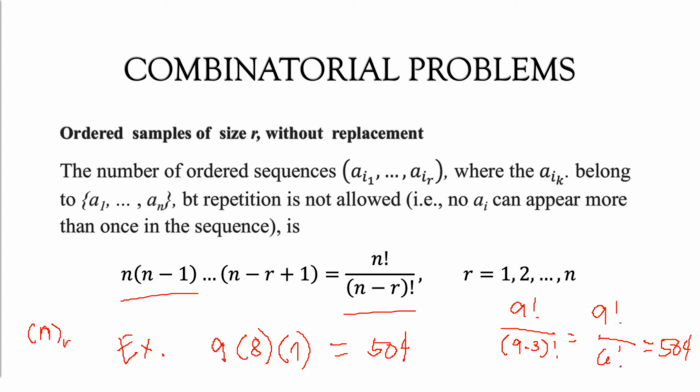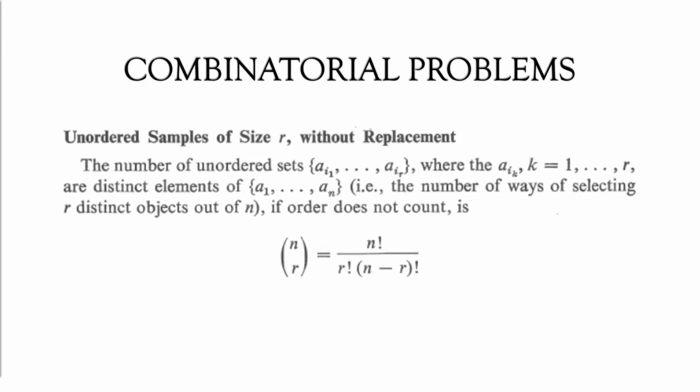So let's have unordered samples of size r without replacement. The number of unordered sets a sub i sub 1 up to a sub i sub r, where the a sub i sub k, with k equal to 1 to r, are distinct elements of the set a sub 1 up to a sub n.